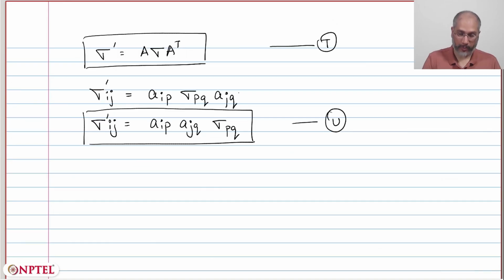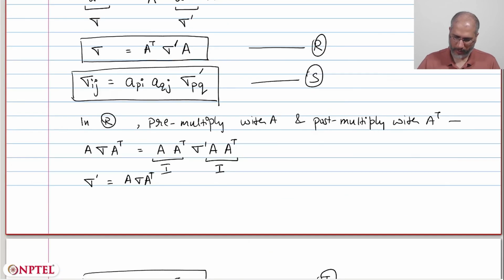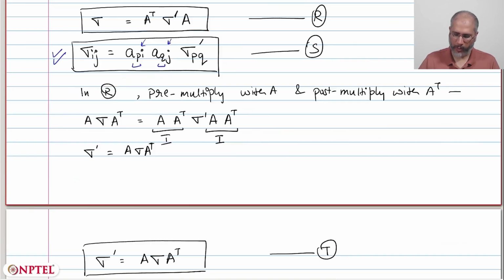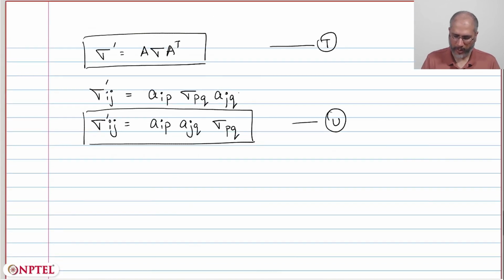So let's see the pattern here. Sigma was A_Pi A_Qj. Let's go back and have a look. So sigma_ij was A_Pi A_Qj. So the i and j are the second indices of A, but if you are doing the forward transformation, i and j are the first indices of A. That's the only difference.